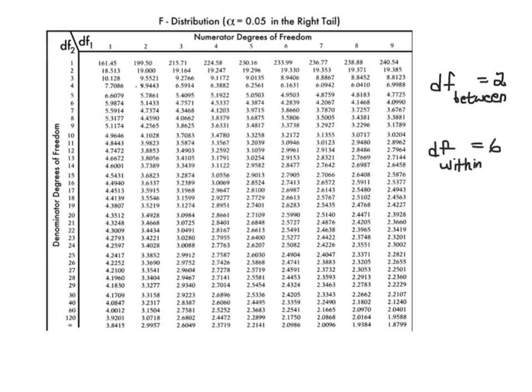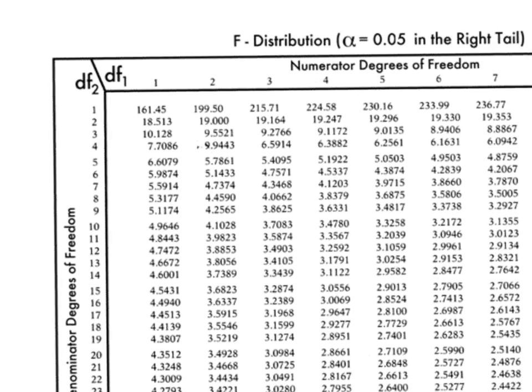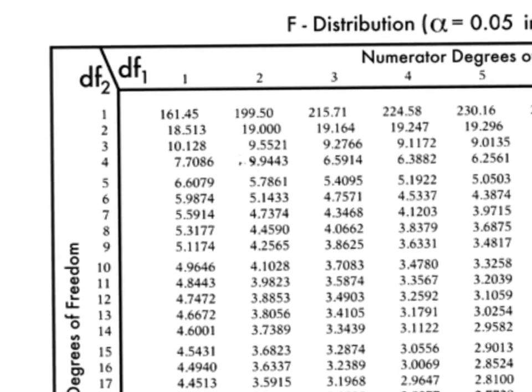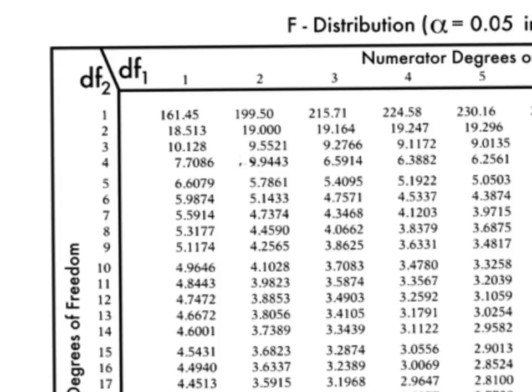So let's take a little closer look here. Let's blow this up a little bit. The degree of freedom between is a 2, which is a 2 right here. So we're going to come down from 2 this way. And then our degree of freedom within is a 6, so we're going to come out this way. From 6 we're coming out this way, and we follow this over and we follow this down, and we end up with this value here.